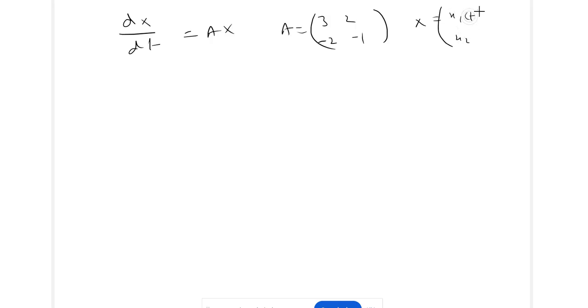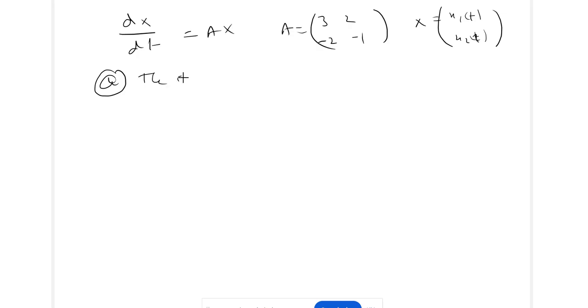So like this, dx by dt equal to Ax, A equal to the matrix 3 2 minus 2 minus 1, and capital X equal to x1 of t, x2 of t like this. Then the coefficient matrix A has repeated eigenvalue lambda equal to 1. Option A பார்த்தீங்கன்னா so இதை நீங்கள் மேட்ரிக்ஸ் படிச்சிங்கன்னா இதுக்கு ஆன்சர் பண்ணலாம்.